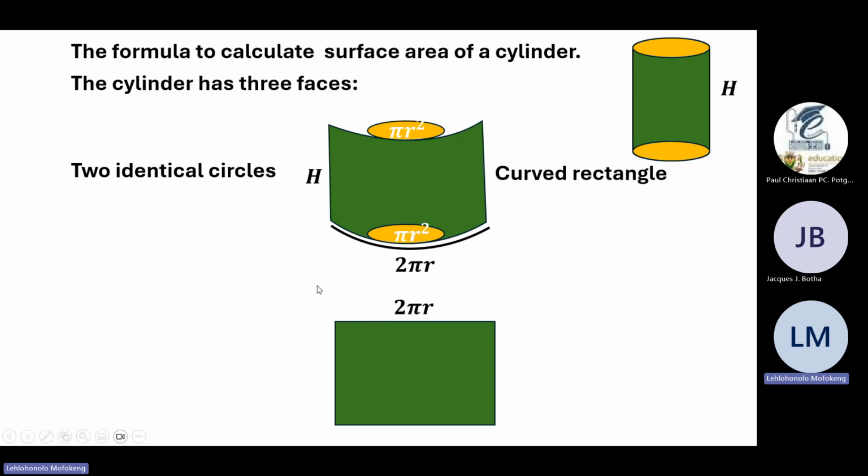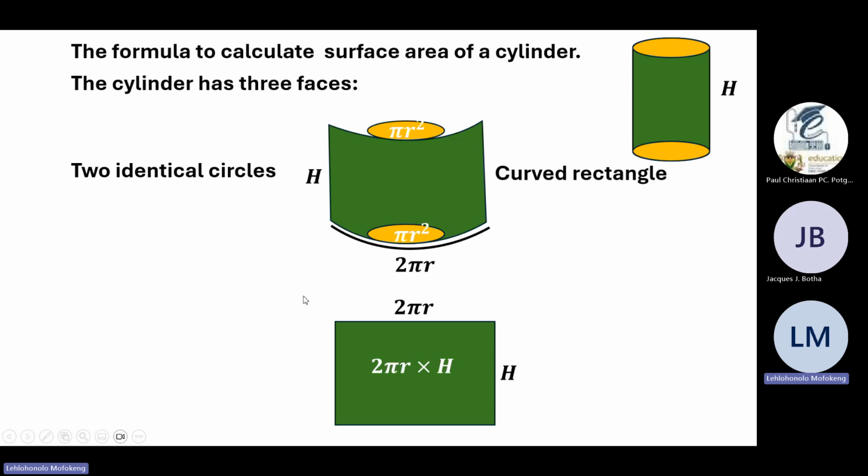And what will be the breadth? The breadth will be our height. So it shows that now we can calculate the area of the curved rectangle. And this will be when we multiply the length, which is 2 pi r, by the breadth, which is our height, and we get 2 pi r h. This will be the area of the curved rectangle.